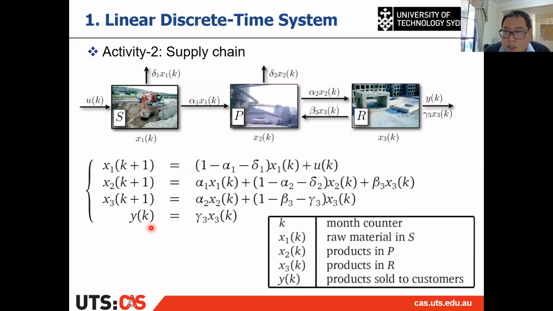And the y, which is output, are the number of products sold out to the customer, which is gamma 3 x3, right? So it is quite clear. So if you can draw this kind of figure, and then you have the relationships between the dynamics of the changes of each of the states, and then you can write a difference equation.